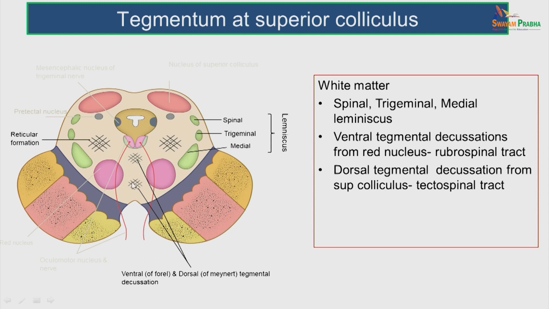In the center, we can appreciate the ventral and dorsal tegmental decussation. The ventral decussation of Forel is the decussation of the rubrospinal tract, and the dorsal decussation of Meynert is the decussation of the tectospinal tract, that is from the superior colliculus. So, we see the ventral and dorsal decussation. And here you can see the reticular formation. So, these are the white matter structures we appreciate at the level of the superior colliculus.